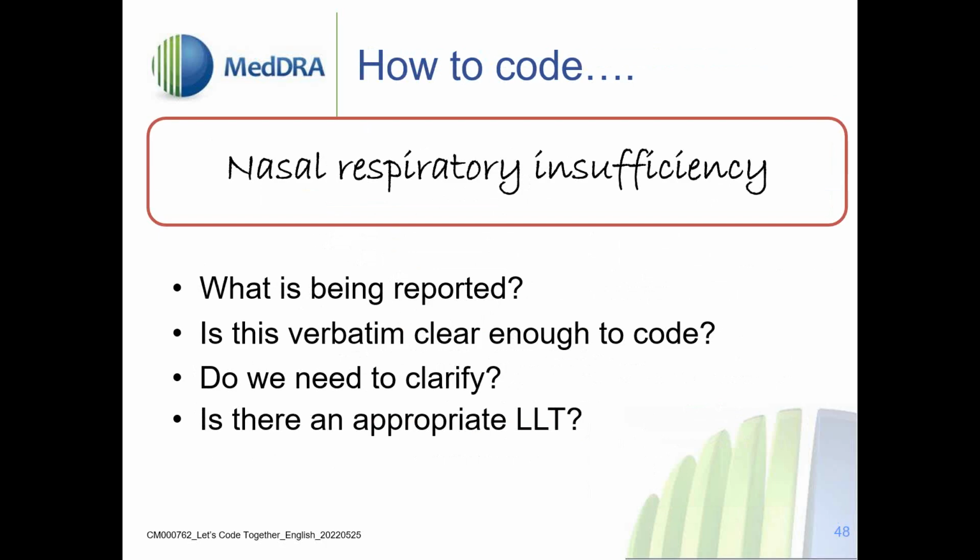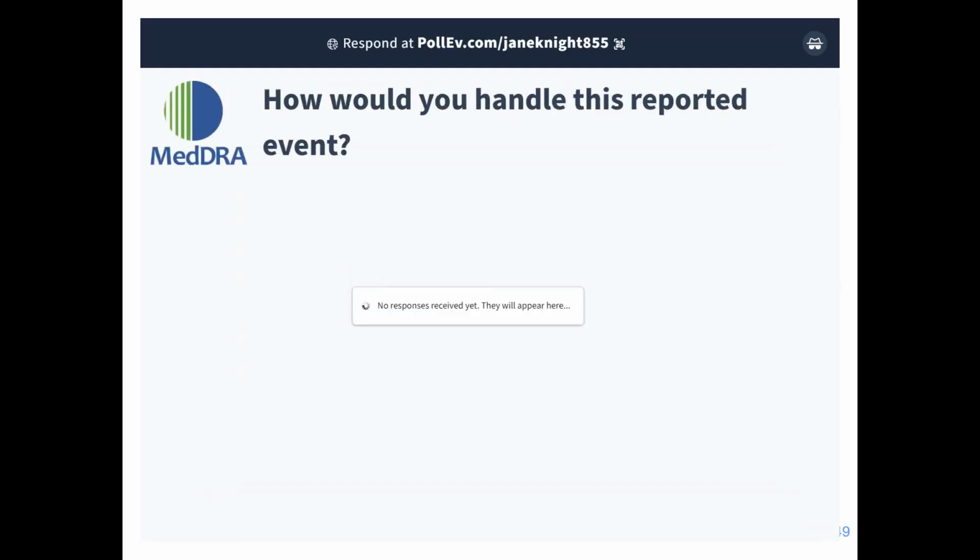So my third example, before I hand back to you, Carol Ann, is nasal respiratory insufficiency. So what have we got here? This was a suggestion that came from one of our attendees at a previous session. And I must admit, when I saw it, I thought, well, what is this talking about? Nasal respiratory insufficiency. Well, I'm familiar with respiratory insufficiency, but nasal? What's actually being reported here? Is there something else underlying that they're not telling us? Is it clear enough to code? Should we clarify it? Or is there an appropriate LLT that we could find for this?